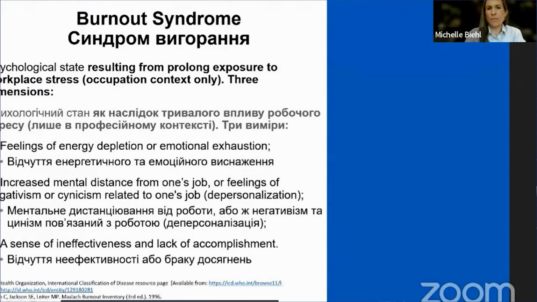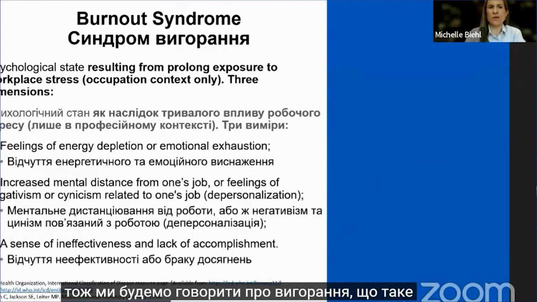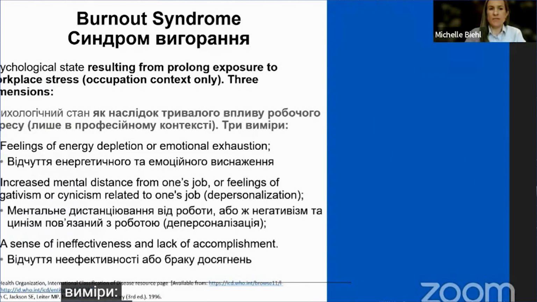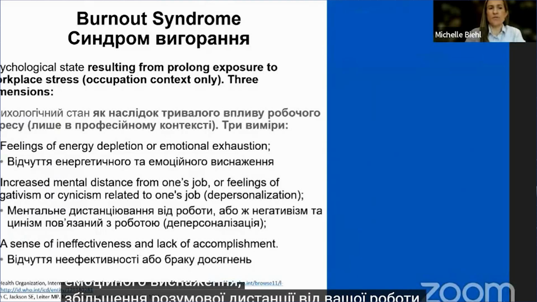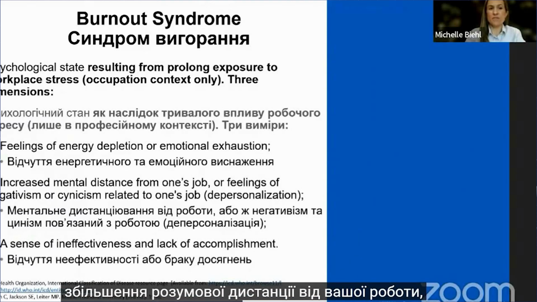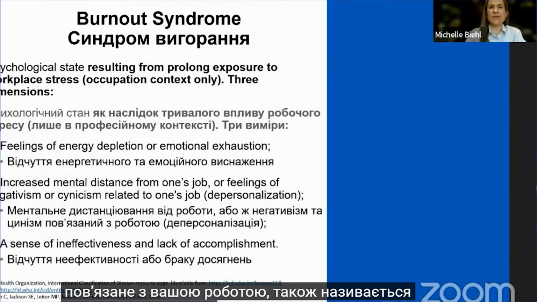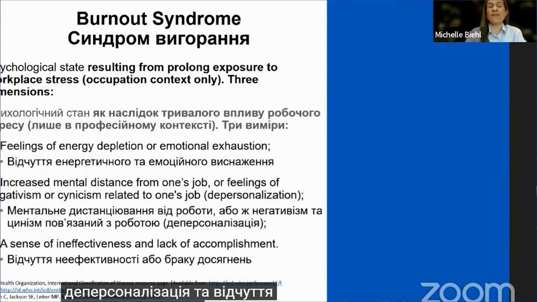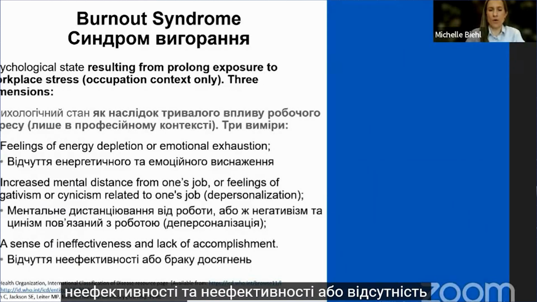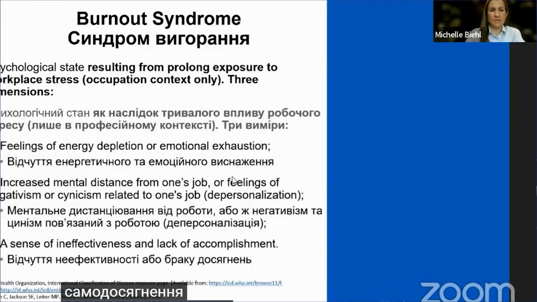So we'll be talking about burnout. What is burnout? It's a psychological state that results from prolonged exposure to workplace stress. There are three main dimensions: feelings of energy depletion or emotional exhaustion; increased mental distance from your job, or feelings of negativism or cynicism related to your job, also called depersonalization; and a sense of ineffectiveness or lack of self-accomplishment. Next slide, please.